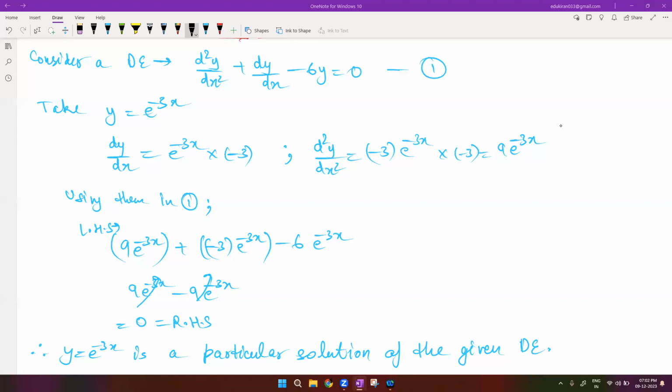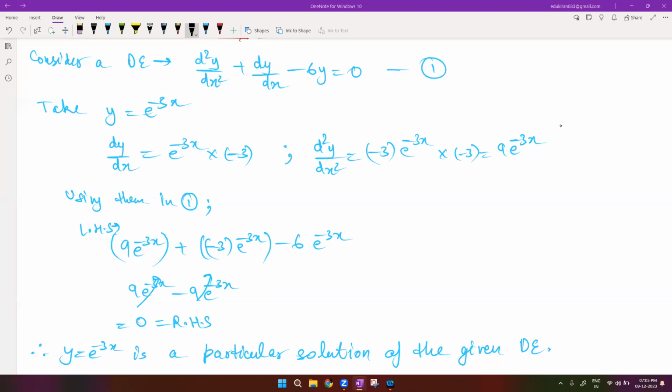Now, let's say in place of 3, if I use a constant a, e to the power minus ax, right? Then that a can take different values, right? Because that is a constant. And right now I'm using an arbitrary constant. Now a is playing the role of a constant here only, right? But still, it's not a particular value.